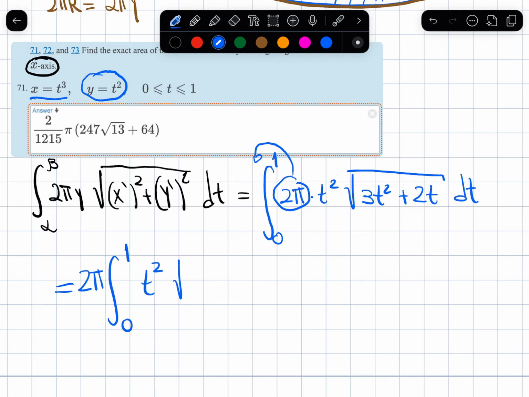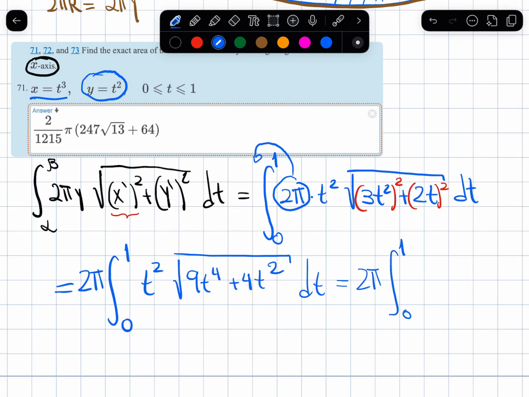So I still have some hopes that this integral isn't going to be terrible. This is 9t to the power 4 plus 4t squared. That doesn't look so bad. Does not look so bad. I get to factor out a t squared now. And then that becomes 2 pi integral 0 to 1 t squared, and then that's going to be t squared. And then I have 9t squared plus 4.